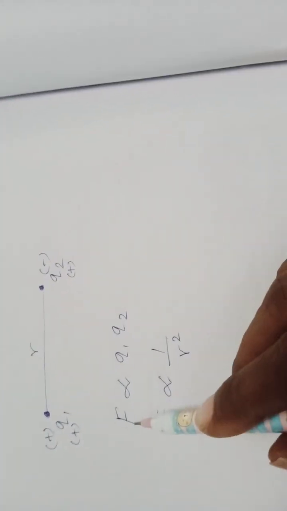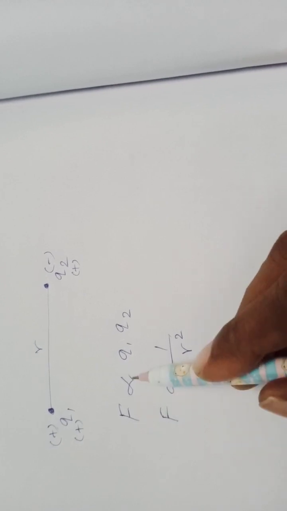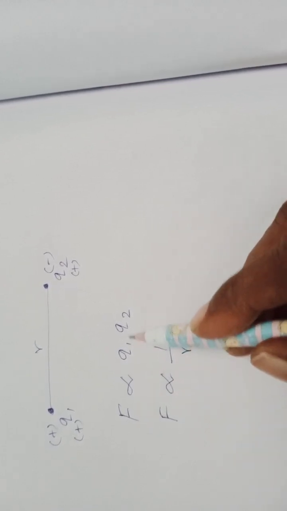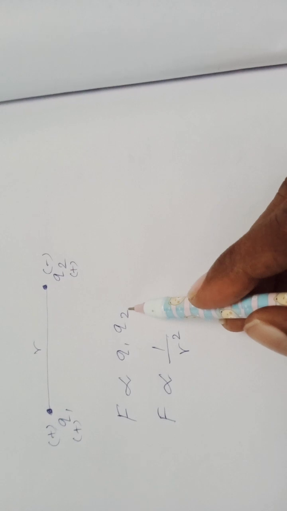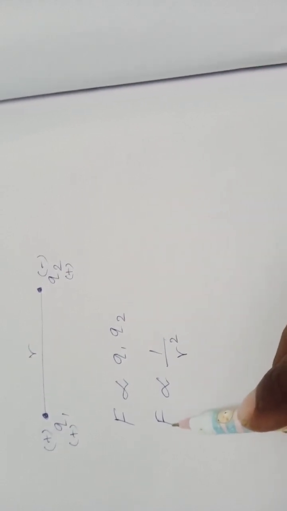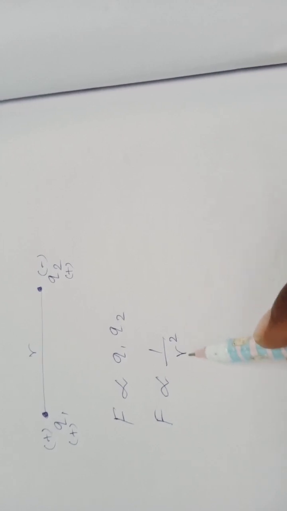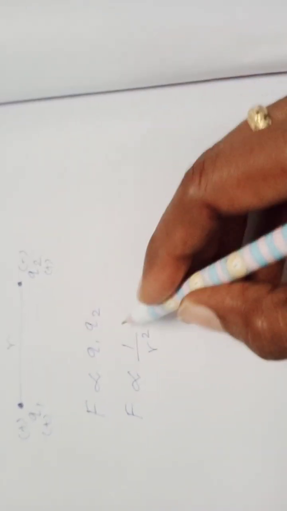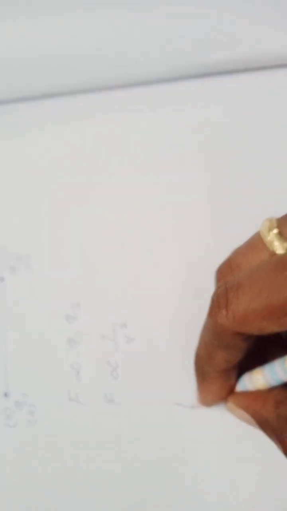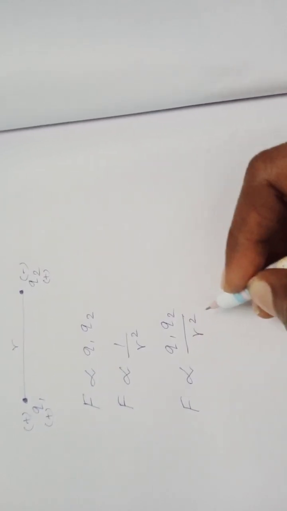So the force of attraction or repulsion is directly proportional to the product of charges Q1 and Q2, and the force of attraction or repulsion is inversely proportional to the square of the distance between the two charges. You have to understand this, students, right? Now we can combine these two relations, so we can write F is proportional to Q1 Q2 by r square.